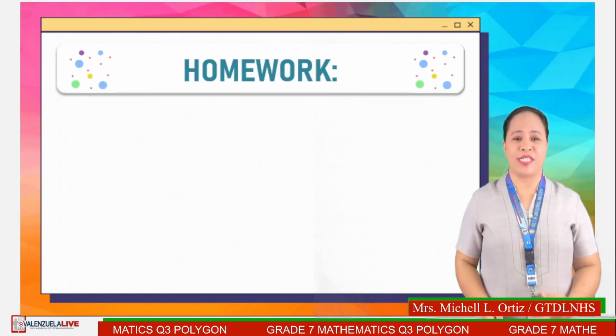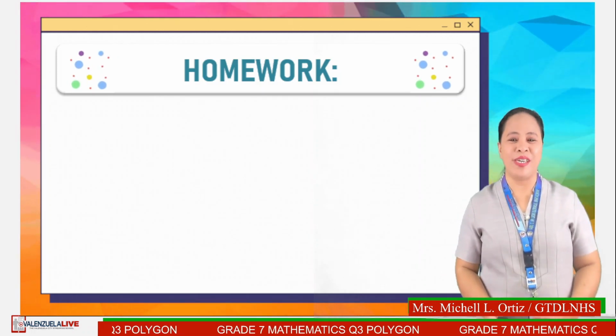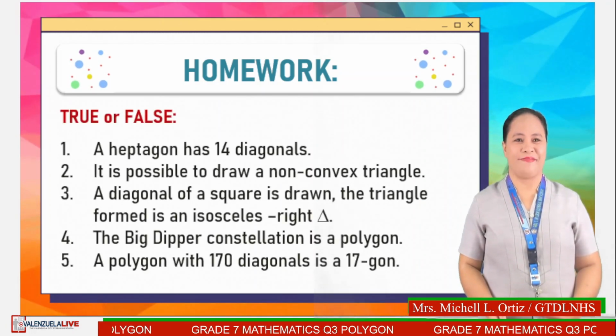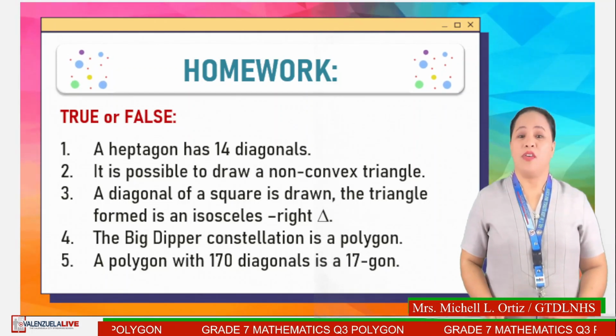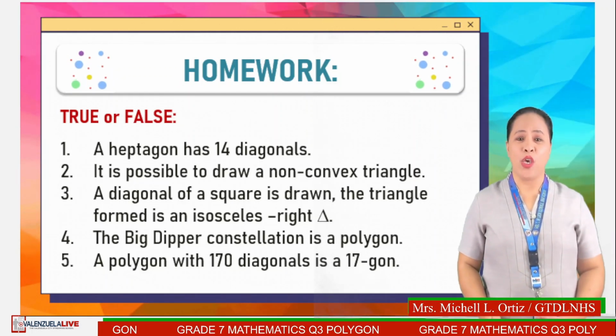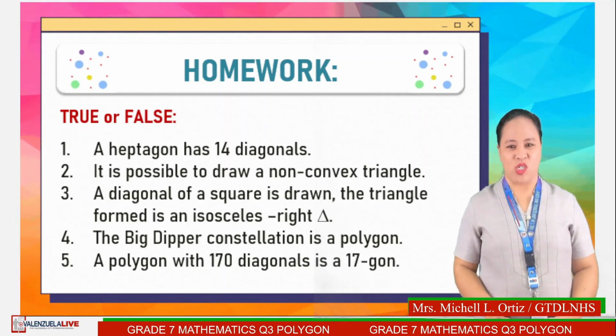To check your understanding about our lesson for today, try to answer the following activity as your homework. Just write true or false. If you have other questions, you may ask your subject teacher during the follow-up discussion.